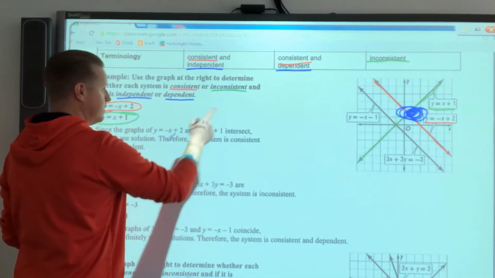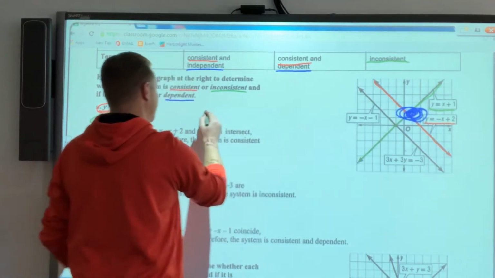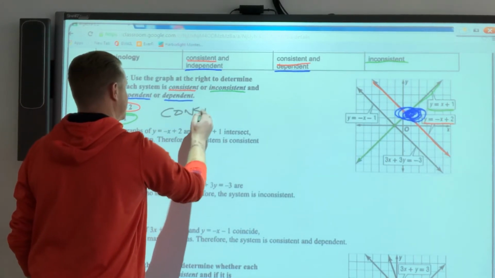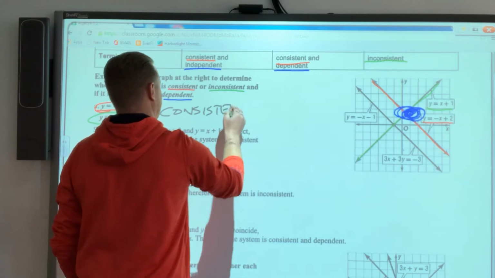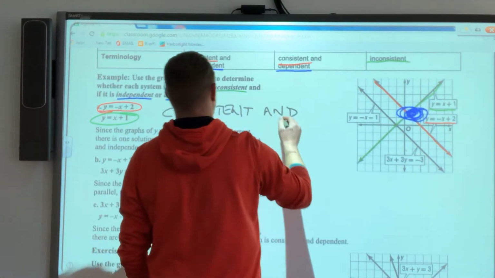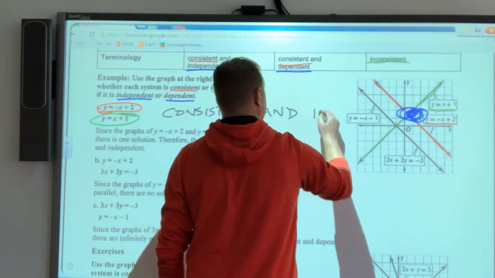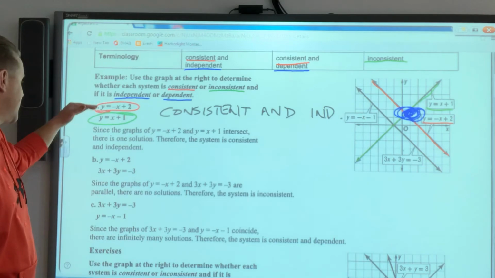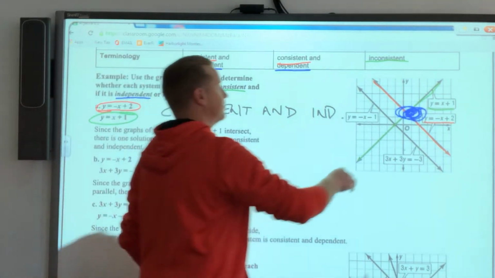This is consistent and independent. So your answer, looking at this, would be graphing it, looking at it, writing the words. This is consistent and this is also independent. That is example A. Let's move down.